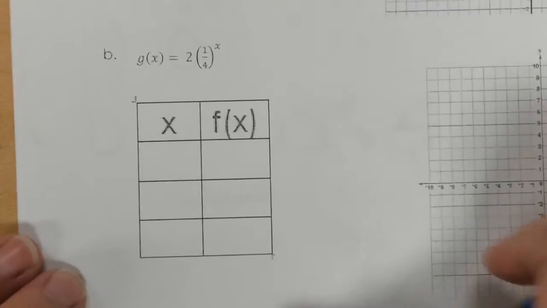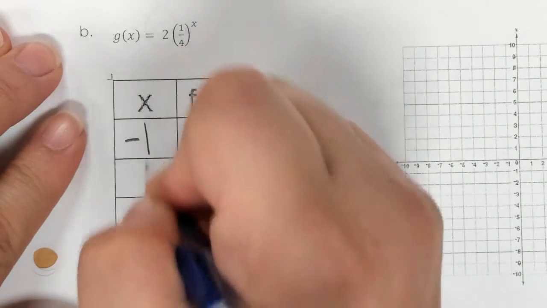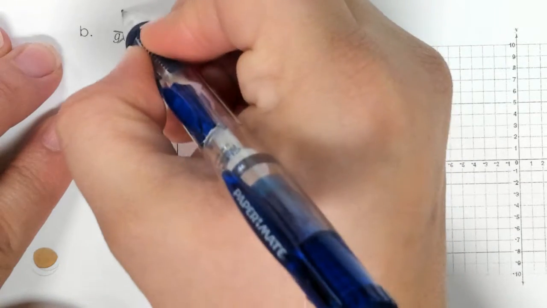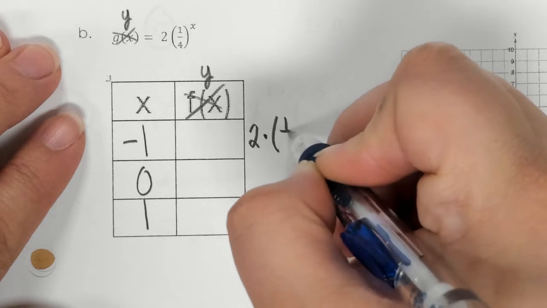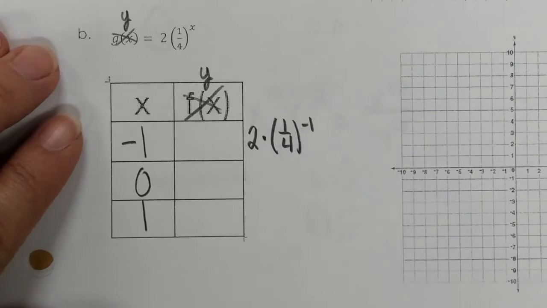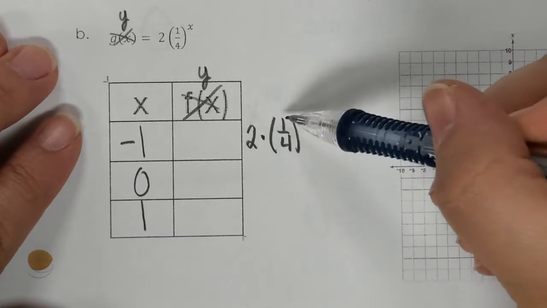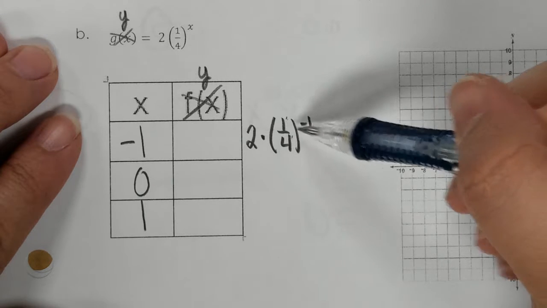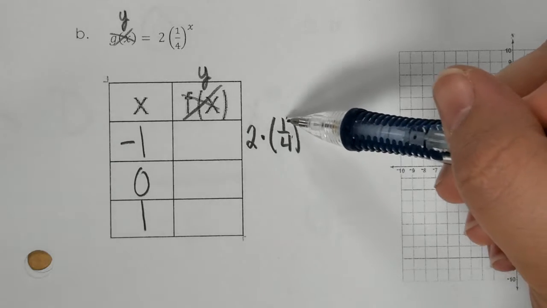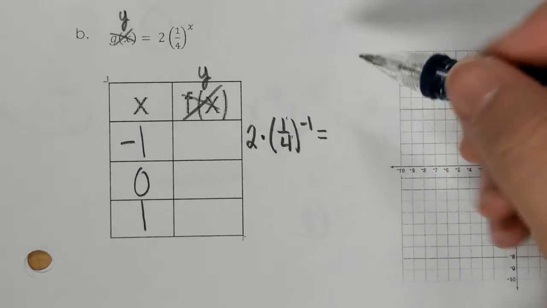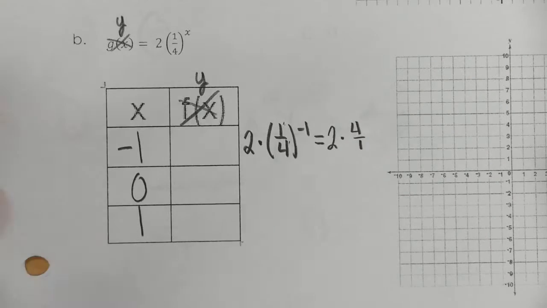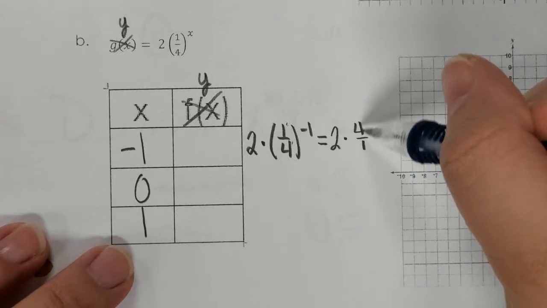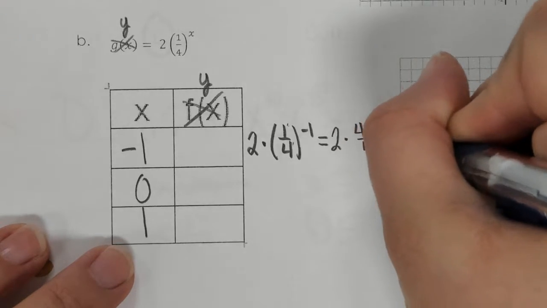All right, last one. So again, we're going to use the same numbers for x: negative 1, 0, 1. G of x is y. And then we start plugging in. So we've got 2 times 1/4 to the negative 1 power. So you have to kind of visualize that there's little ones right here. And if I raise to negative 1, it becomes negative exponents. Well, I have to flip the whole fraction. And so it ends up looking like 4/1 to make everything positive. And if I divide that, we get 4. So 2 times 4 is 8.